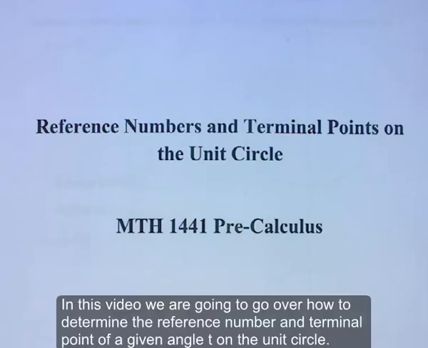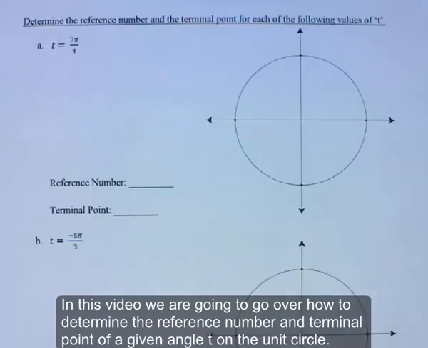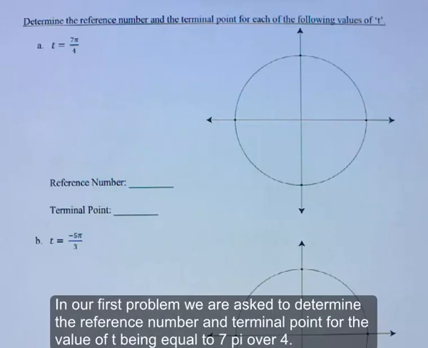In this video, we are going to go over how to determine the reference number and terminal point of a given angle t on the unit circle. In our first problem, we are asked to determine the reference number and terminal point for the value of t being equal to 7 pi over 4.